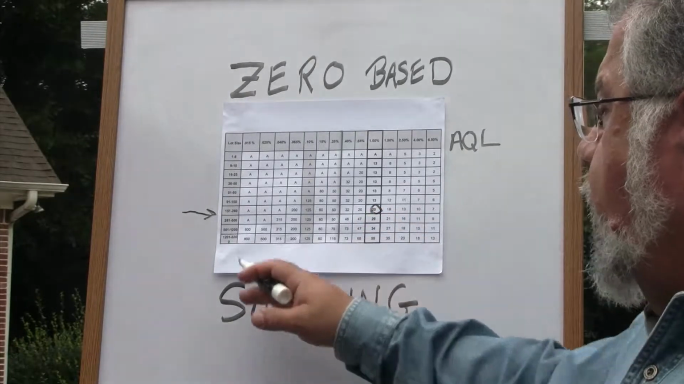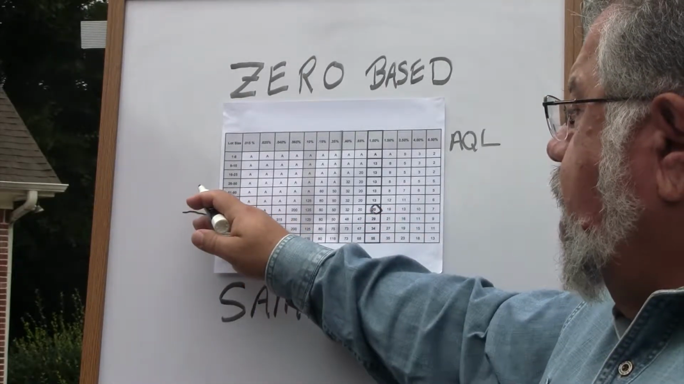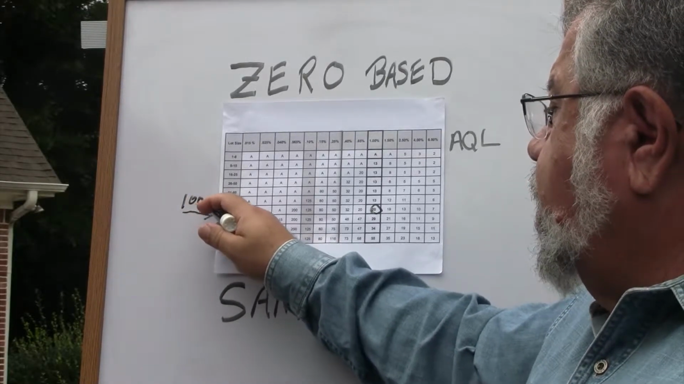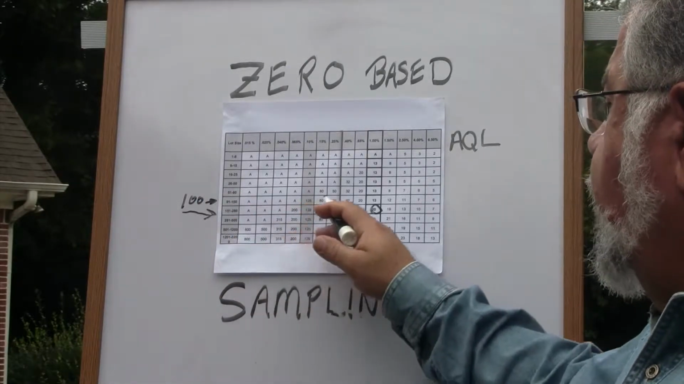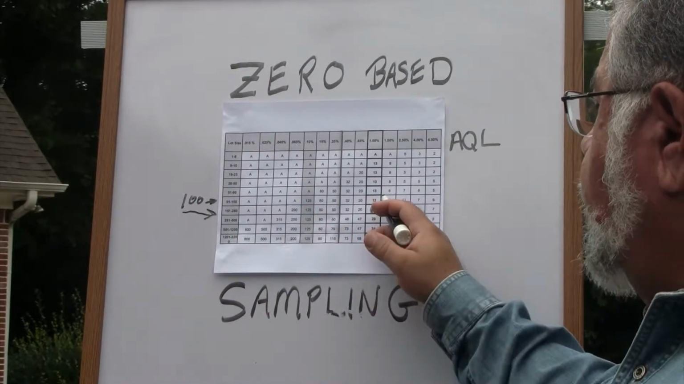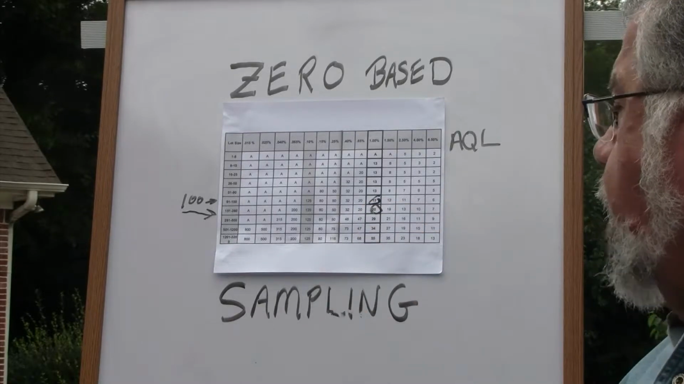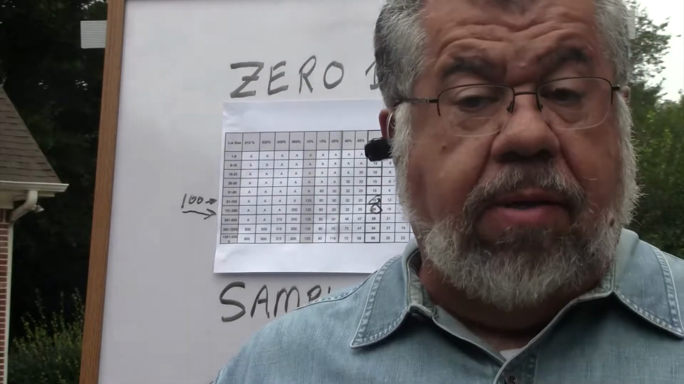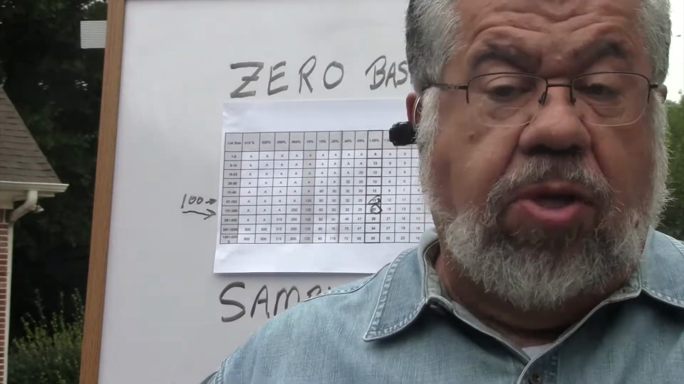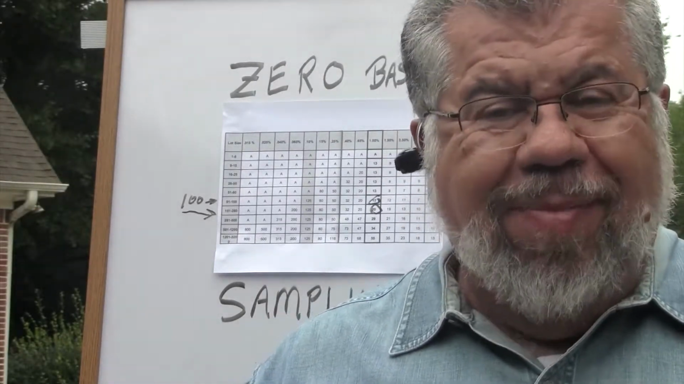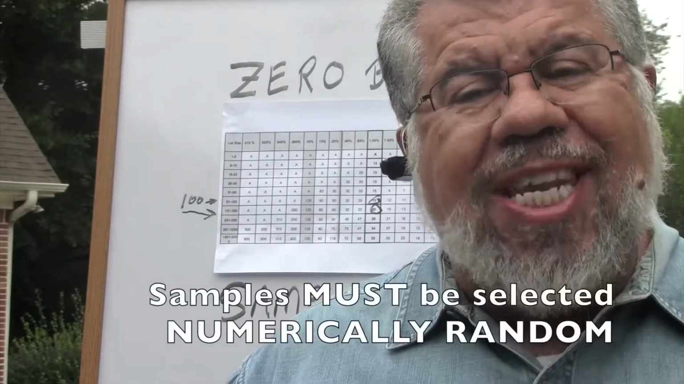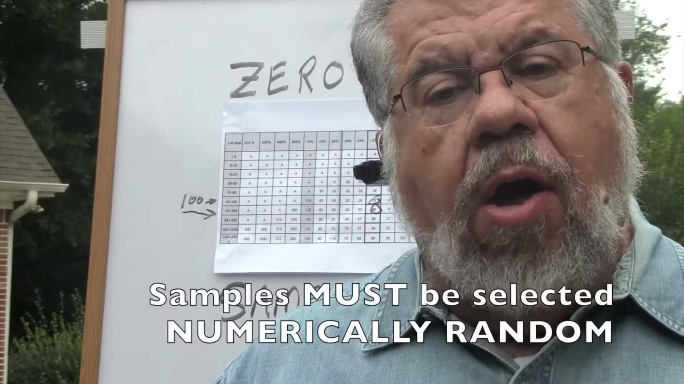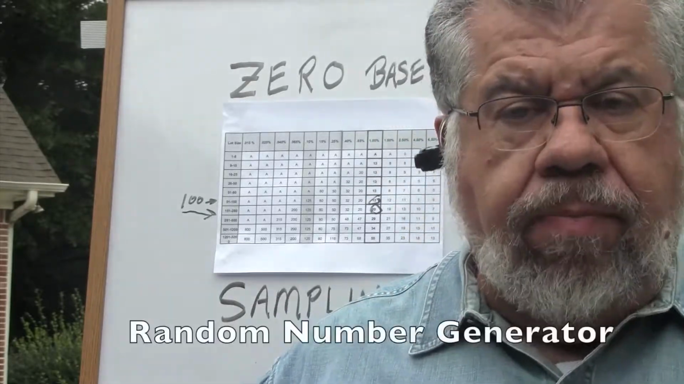Now, choosing the sample size. For example, let's say we had 100 records, right? 100 records. That gives us this interval right here of 91 to 150. Our sample size then would be 13. All right. Now, how do we choose those 13 records? Do we choose them like just, hey, give me 13 random records? No. The records must be chosen numerically random. You must have some kind of random number generator.